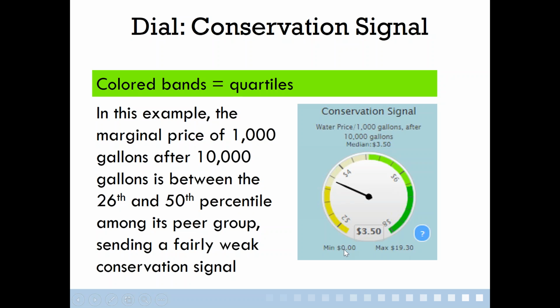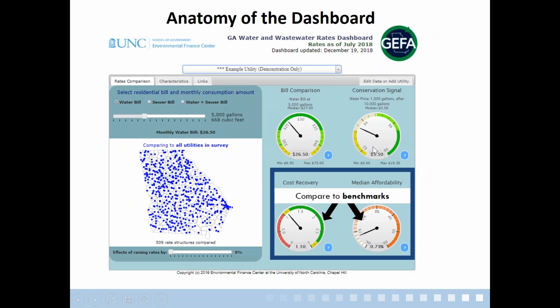When it says min is 0, that just means someone is charging a flat fee, and so they're not charging volumetrically. So don't really believe that it's 0. Okay, so yes, conservation signal, we got the 4 quartiles. This bottom section of the dashboard here, it's not comparing you to your peers anymore. It's comparing just your utility's information to established benchmarks.